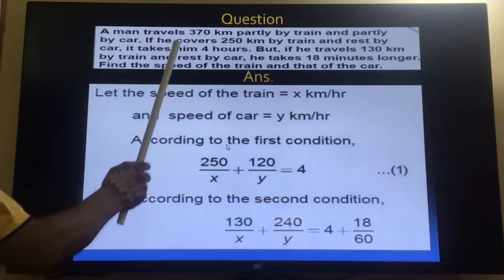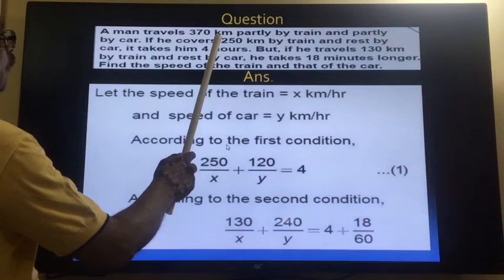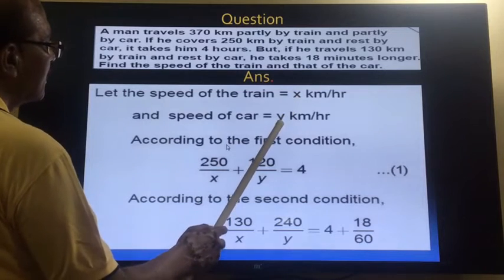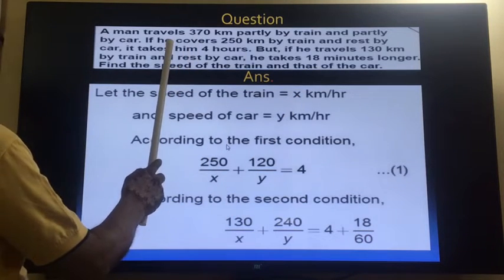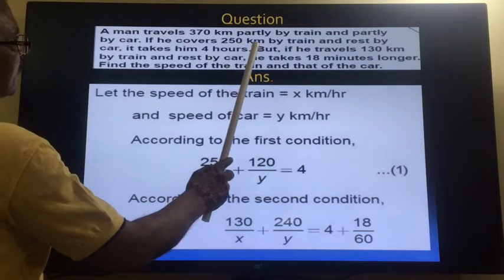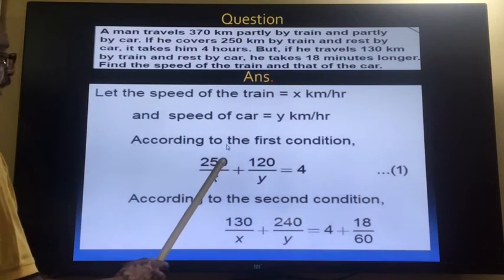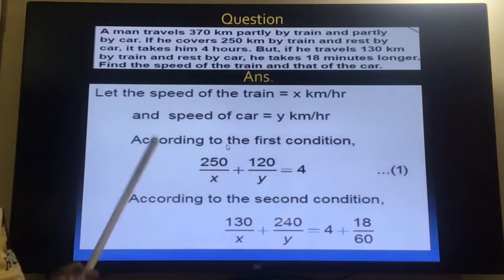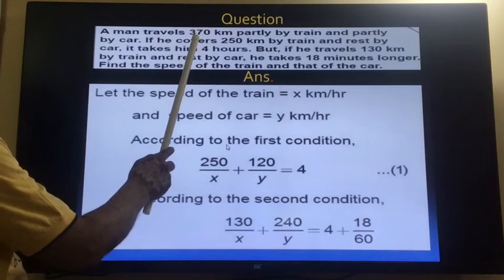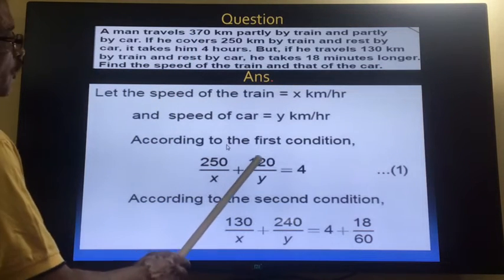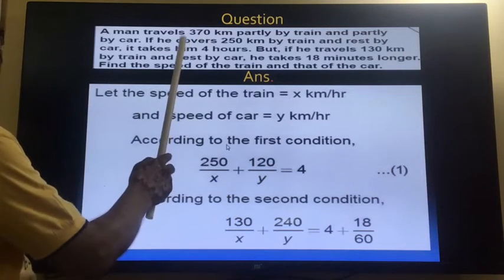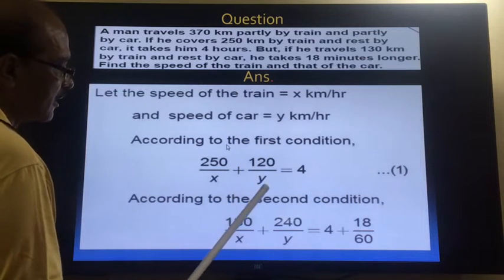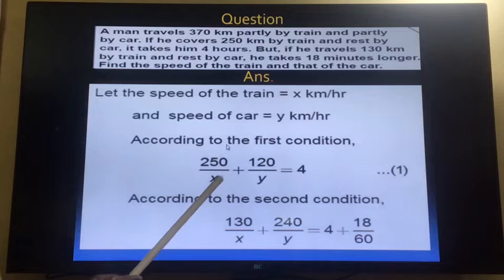Now according to the first condition, 370 km total distance was there and some distance is covered by train, some by car. So here they are saying the condition that the person is covering 250 km by train. So 250 km is the distance upon the speed x for the train. Then the remaining distance, so 250 we will subtract from 370, so we will get 120. So this is the distance covered by the car. So 120 divided by the speed of the car, that is y. So this is the time taken by the car and this is the time taken by the train.